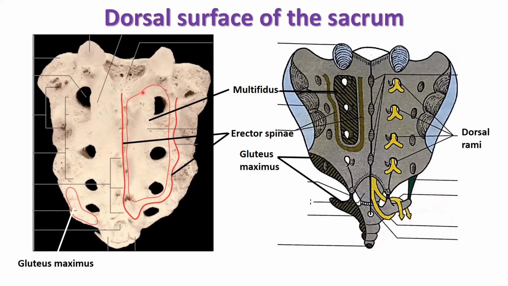So again I am repeating, multifidus muscle takes origin from posterior surface or dorsal surface of sacrum, posterior superior iliac spine, mammillary tubercle of lumbar vertebrae and transverse processes of thoracic and cervical vertebrae, and its insertion on the spinous processes of vertebrae above 2 and 4 bones. Here you can also see the dorsal ramus coming out by the dorsal sacral foramina.